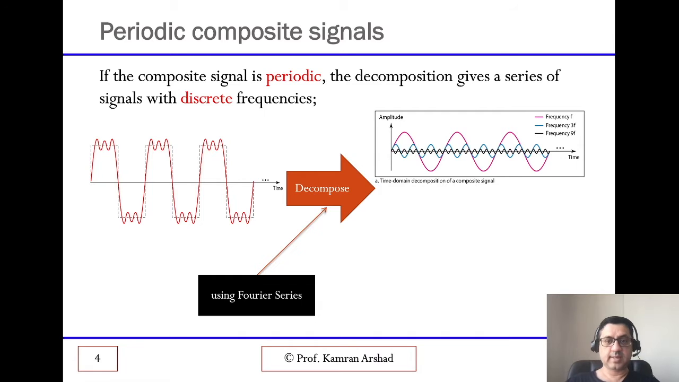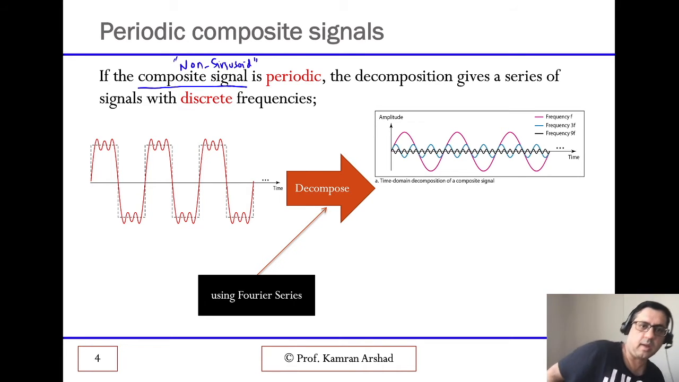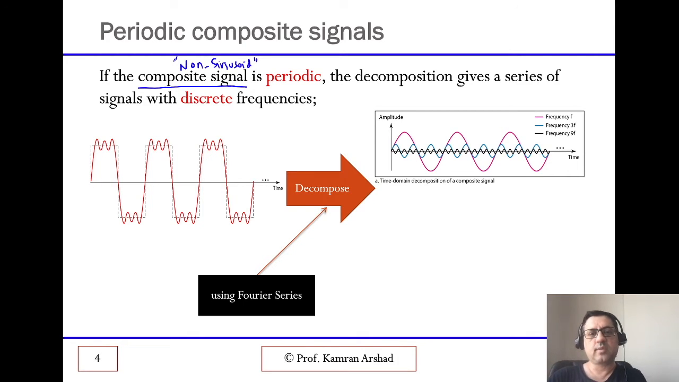In simple wordings, according to the Fourier series, composite signal is a term which is normally used. Composite signal simply means non-sinusoid. Why non-sinusoid? I call it composite because a sinusoid, or sine wave, is the only signal that has only one frequency. So anything that is not a sinusoid is a composite signal, or it has more than one frequency.